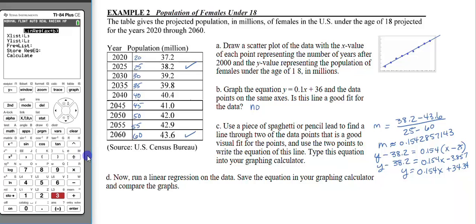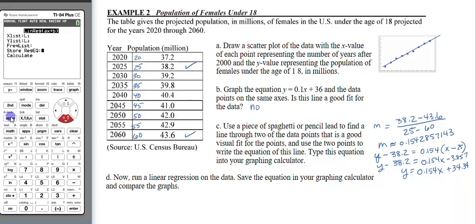There we go. If you wanted to change that to list 3, you can do that, but we want to keep it as list 1. So we'll just say second, list 1. Okay. And we want to store the regression equation.